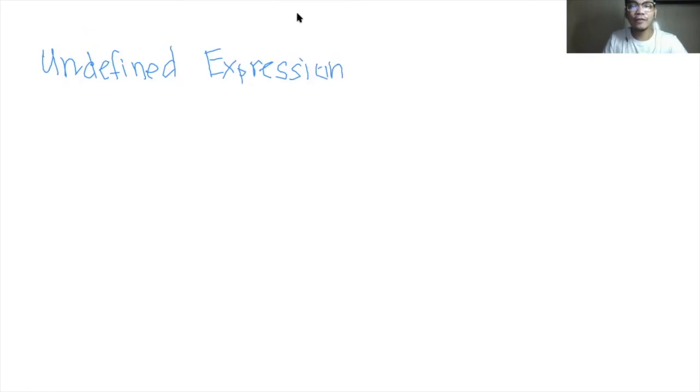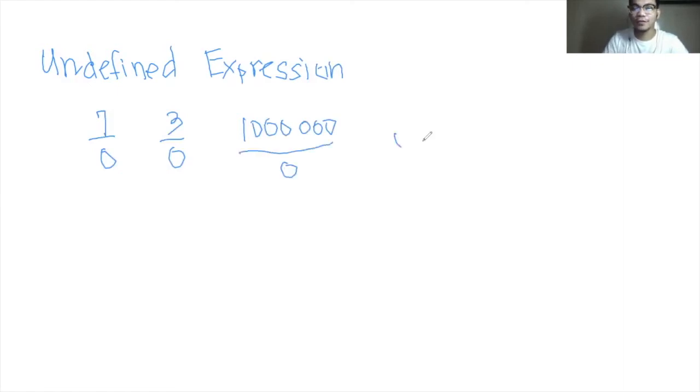So how do you know if an expression is undefined? Okay, so based on your lessons in the previous years, you learned that any number divided by 0 is undefined. For example, 7 over 0, 3 over 0, even 1 million over 0 are all undefined. Okay? Which means there's no such thing.